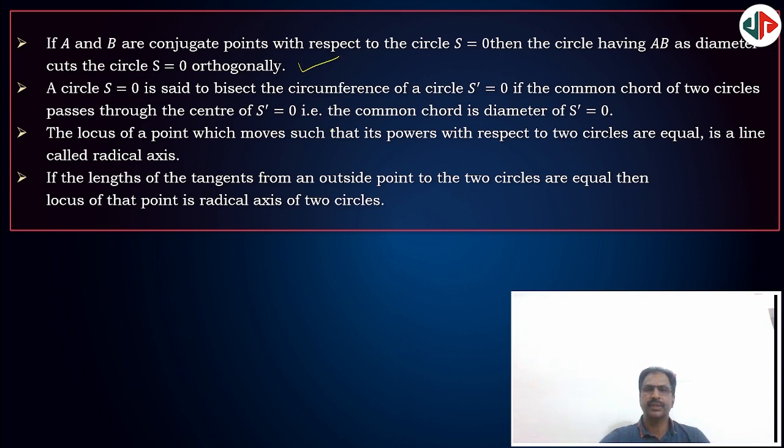If A and B are conjugate points with respect to a circle S is equal to 0, then the circle having AB as diameter cuts a given circle orthogonally.